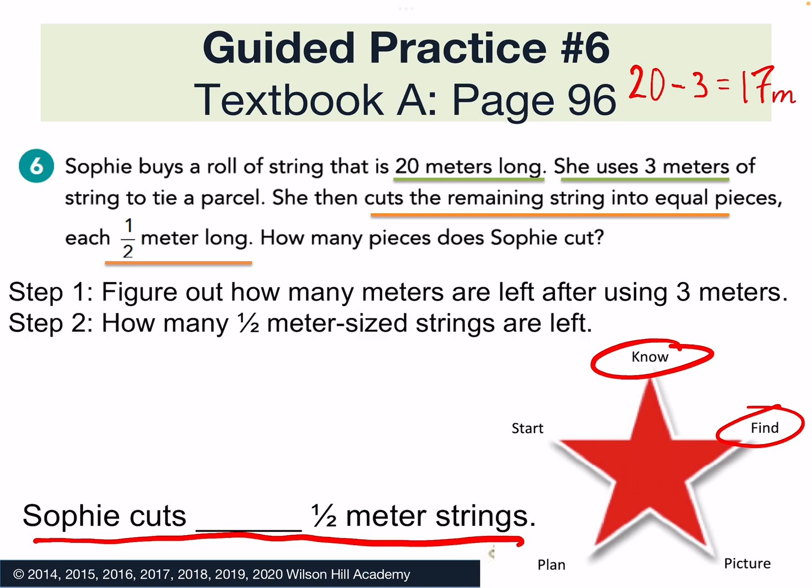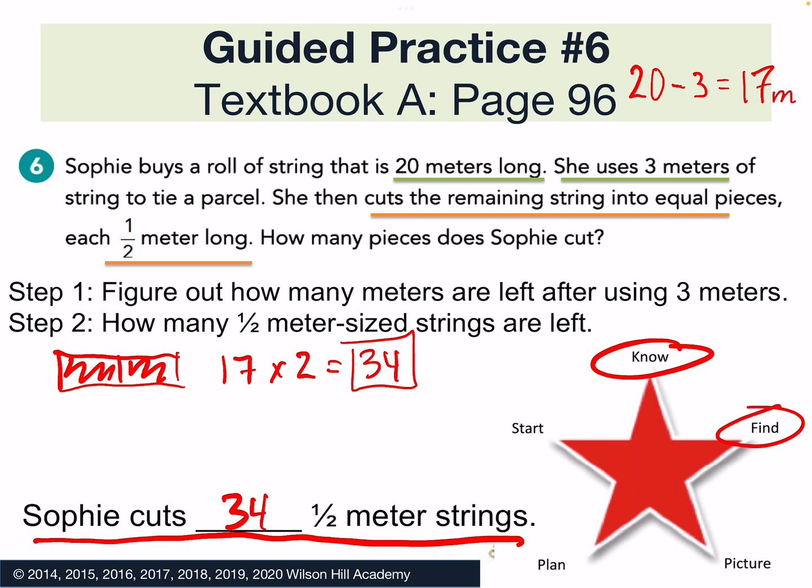And we know that each of those 17 meters is going to be cut in half. So here's a meter of string. And for each meter, there are 2 pieces. So if she has 17 meters and they're each cut in 2, that's a total of 34 half-meter pieces. And that's our answer.